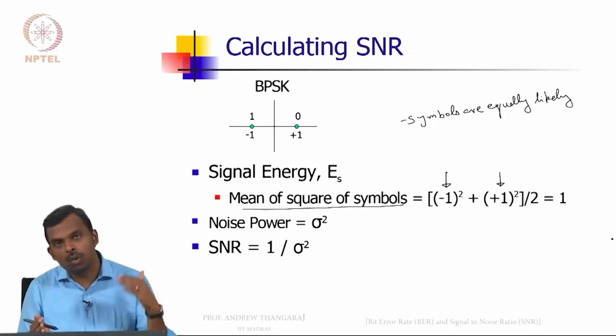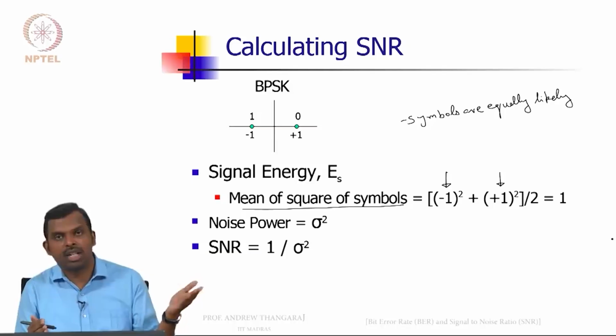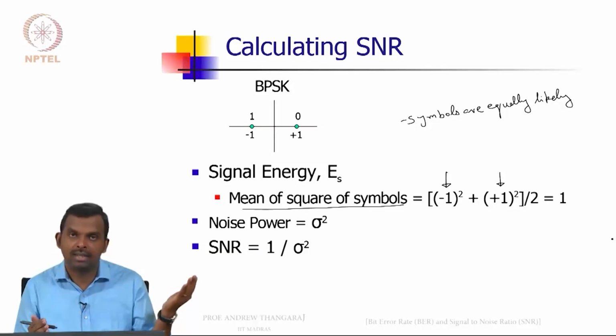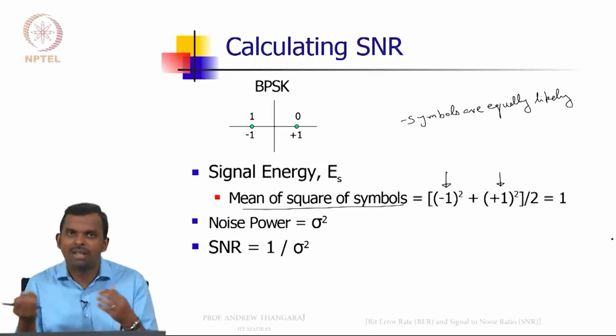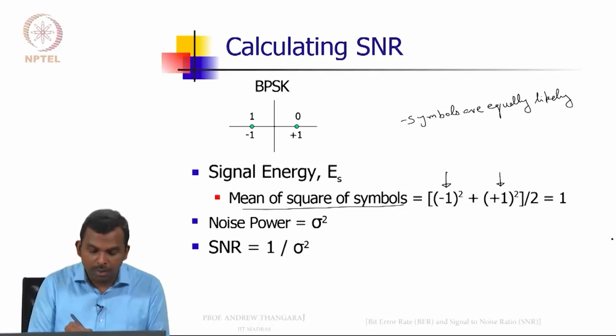And this is equivalent to the energy in the continuous time model. Okay, it is exactly the same. Of course, there will be some units and all that which will be different, but this one is a good model for that. And noise power is sigma squared.